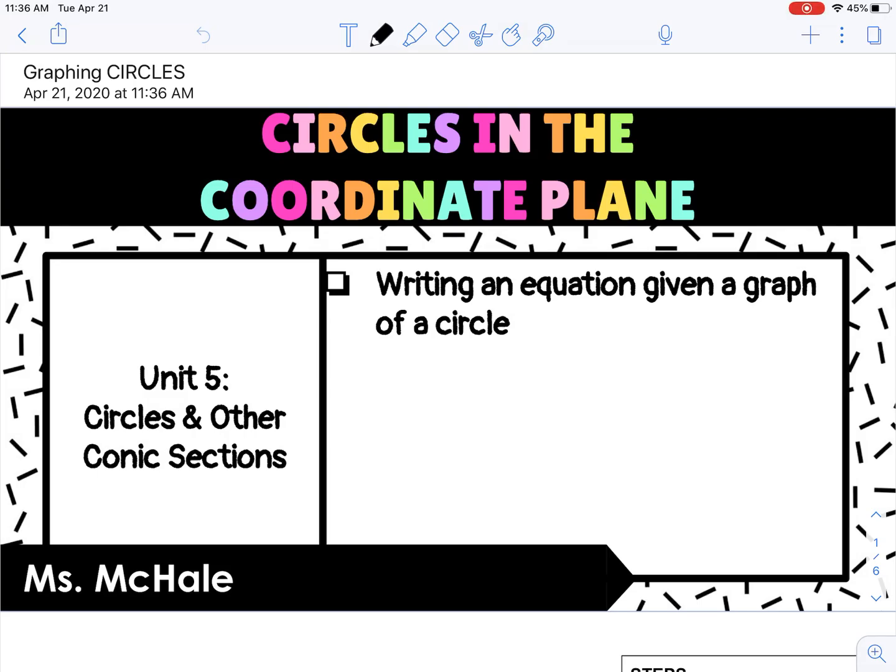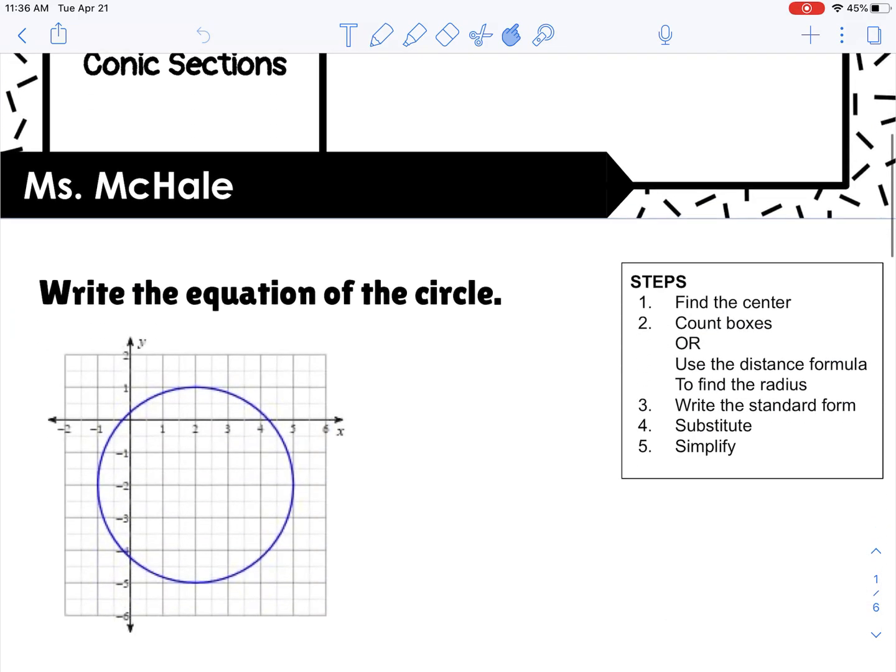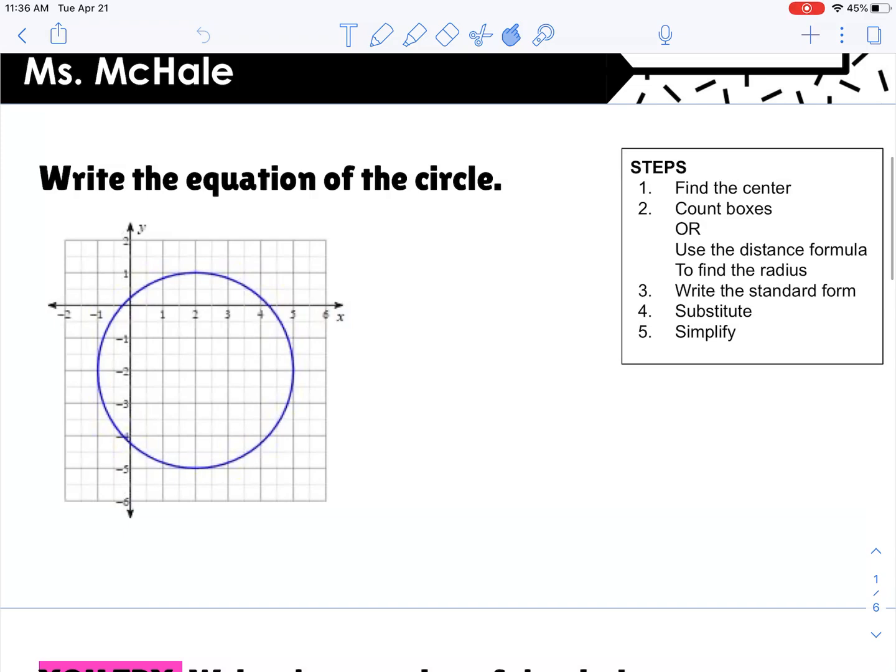Okay, in this video, we're still talking about circles in the coordinate plane. We're going to talk about writing an equation if I give you a graph of a circle. So let's look at this first example. We're going to write the equation of this circle here in this coordinate plane. We can follow these steps.